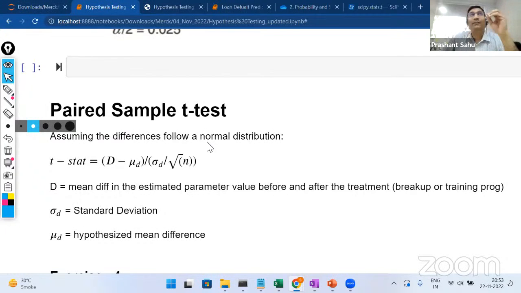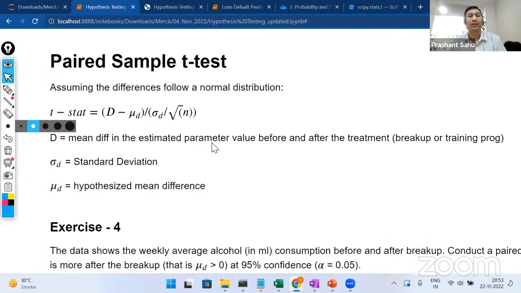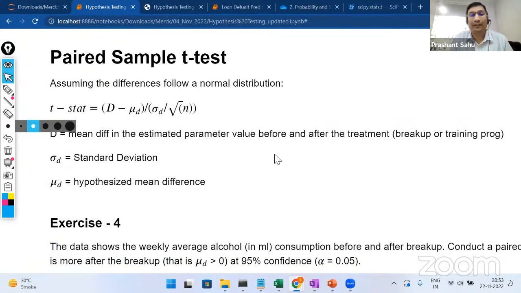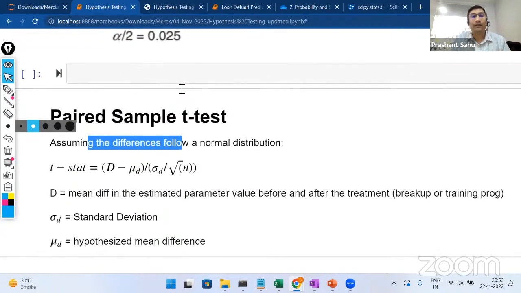Or even the level of cortisol among students during and after the exam. So the same set of students are undergoing a test before and after an intervention. You will get two averages. The question is, is the difference between the average values statistically significant? That is the point I am trying to justify here. So we have some assumptions. Let us assume that the differences follow a normal distribution.